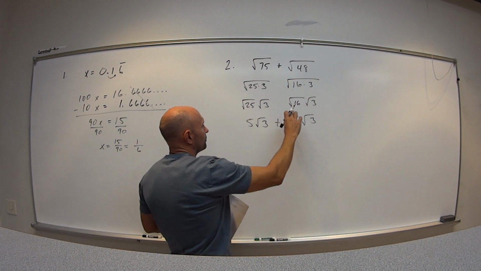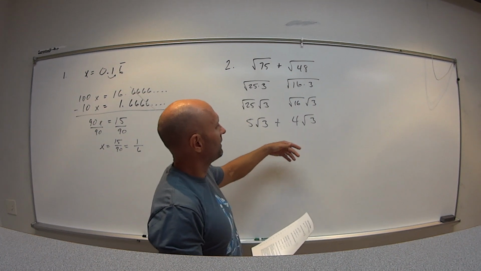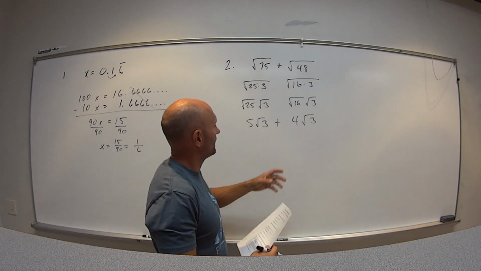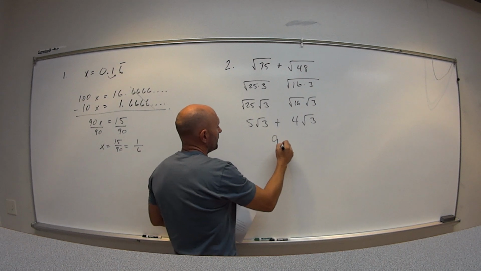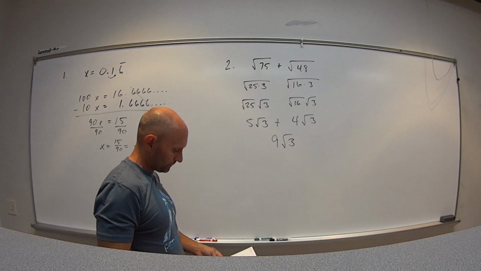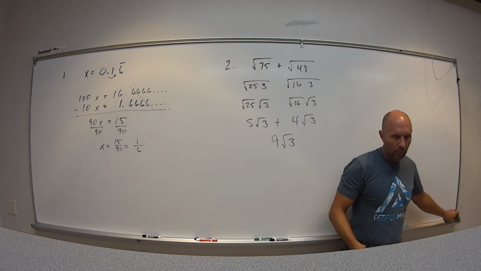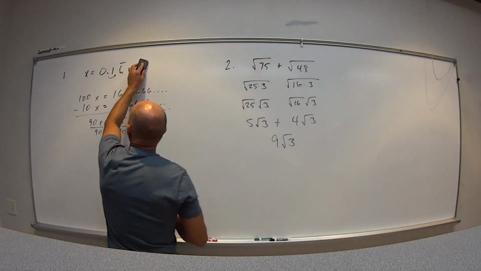So 5 root 3 plus 4 root 3 is the same as saying 5x plus 4x. It's that piece that has to match up. So I get what? 9 times the square root of 3. That's number 2. Number 3.